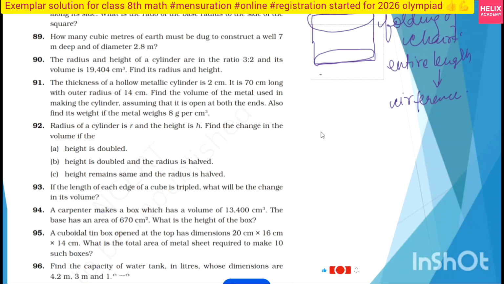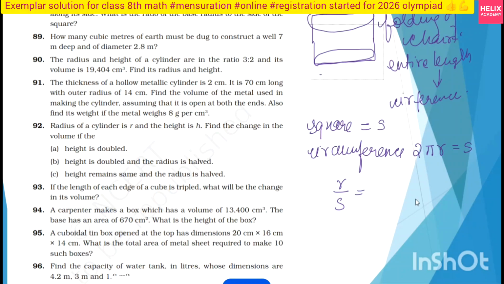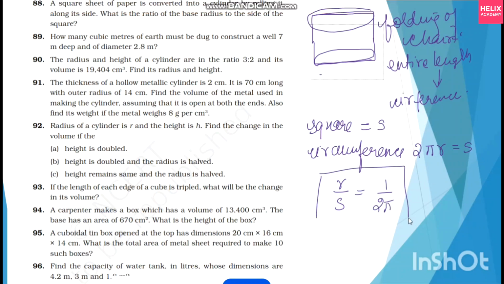Suppose a square has all sides equal, so I am naming it S. The circumference is equal to 2 pi r, and this is equal to S. They are asking about the ratio r to S. So r by S will be 1 upon 2 pi. Question number 88. You understood, Meher?